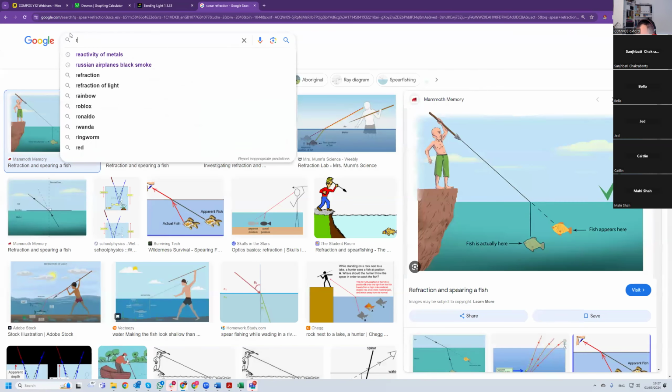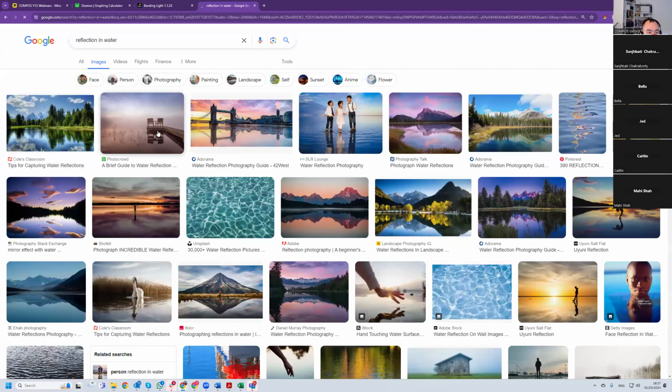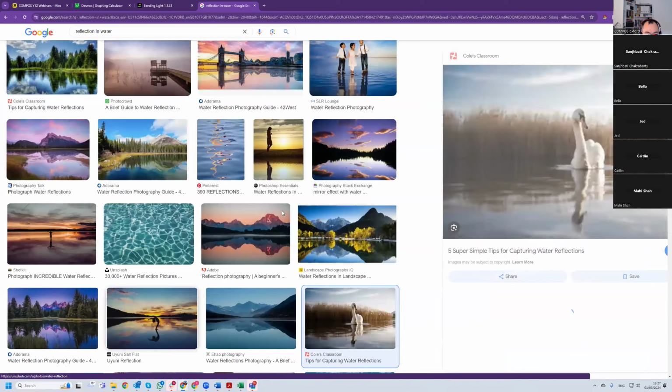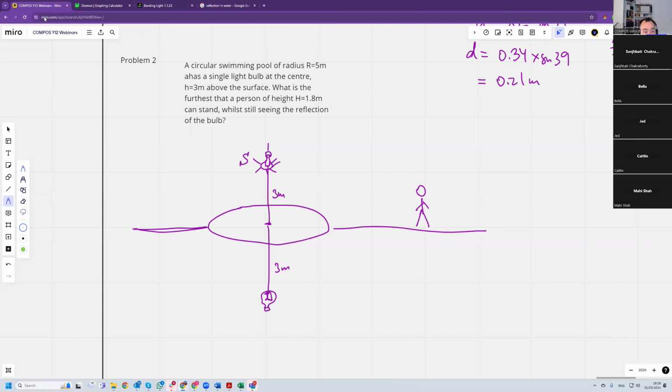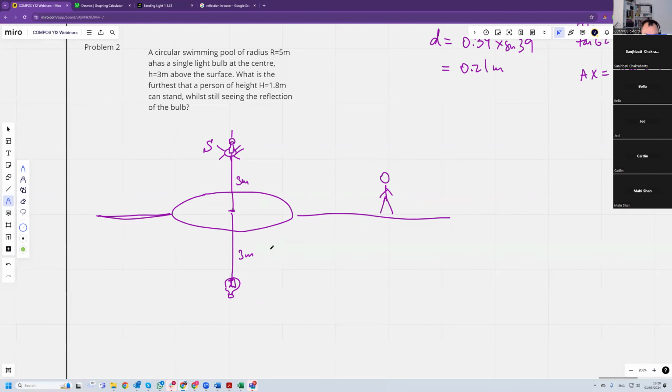Reflection in the water. Well, yeah, very easy. You can clearly see that the reflection of the image of the beak of the bird seems to be under the surface of the water. The same thing. If there was a light bulb, you would assume the image is underwater. So the light bulb is under the water, and now can you see that image? Well, if you're standing here, clearly not.